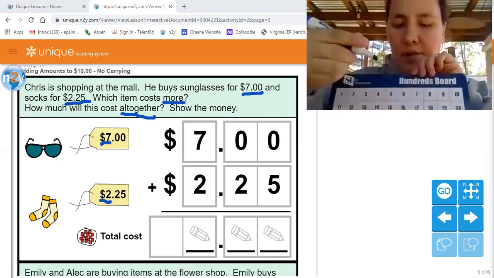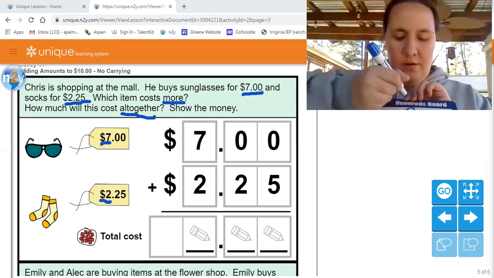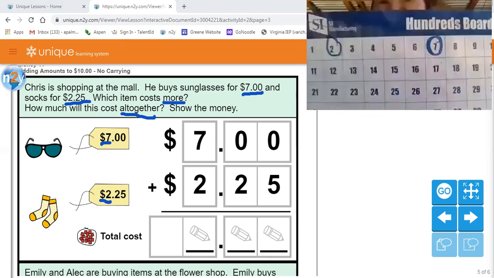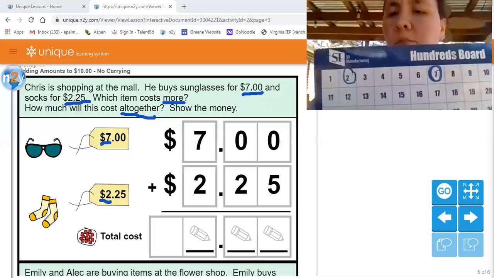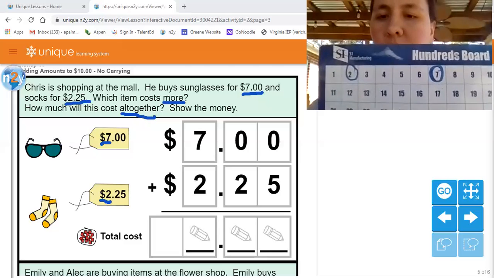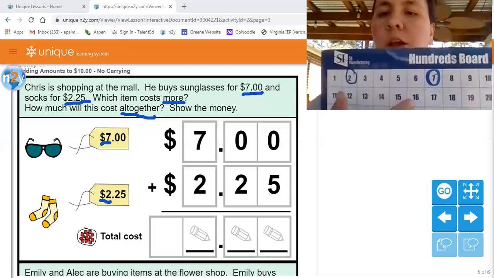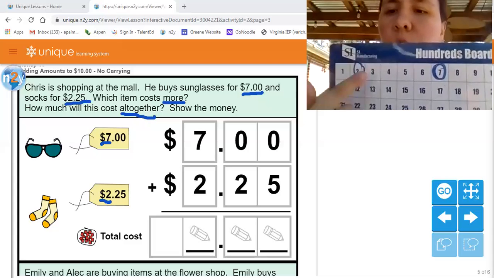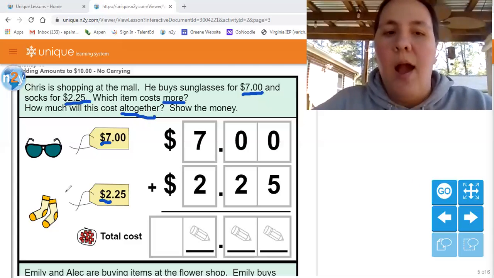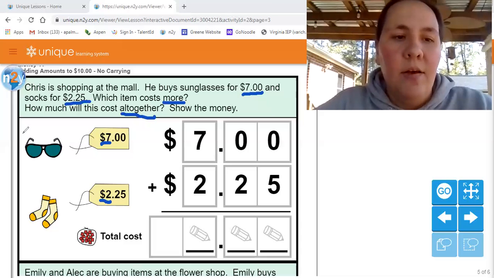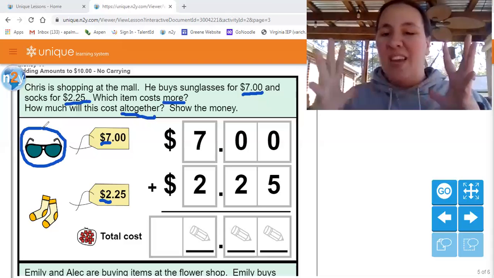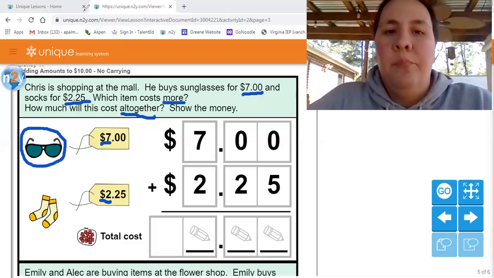So here we go on our hundreds chart. The first number is a 7, so I will circle that. And the second number is a 2, so I will circle that. Which one is bigger? Which one is further in the hundreds chart? Very good, the 7, right? I have to go more boxes to get to the 7. So 7 is my biggest number. I'm going to circle my sunglasses because those cost more. Remember, more means the bigger number, okay?